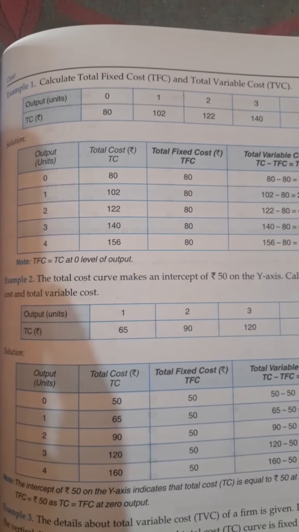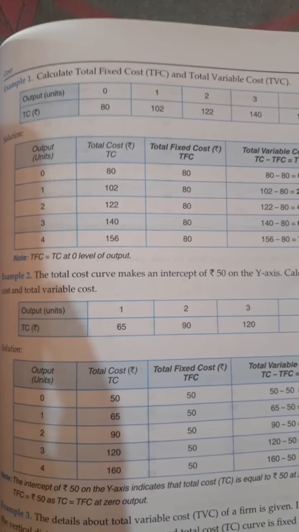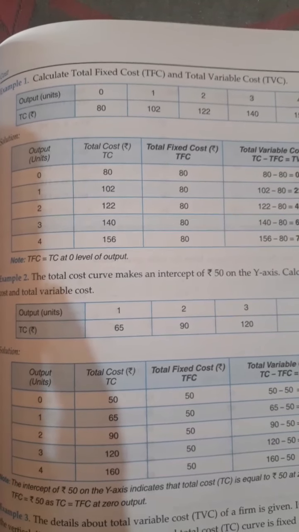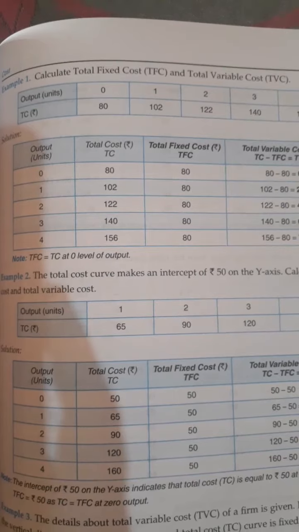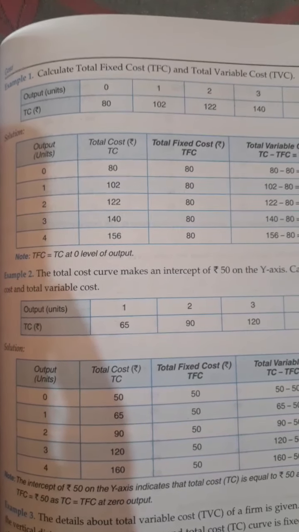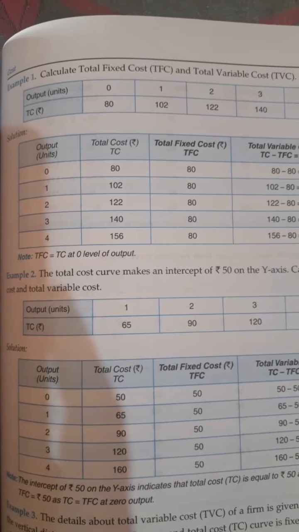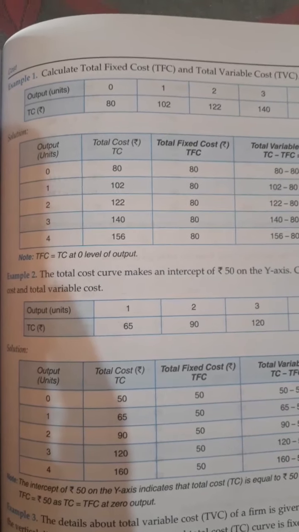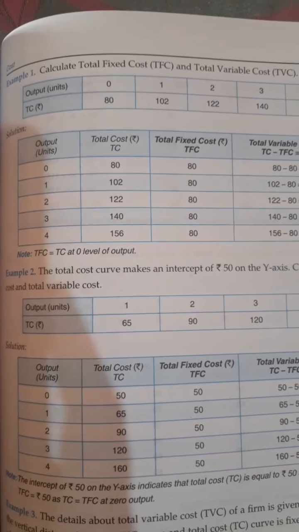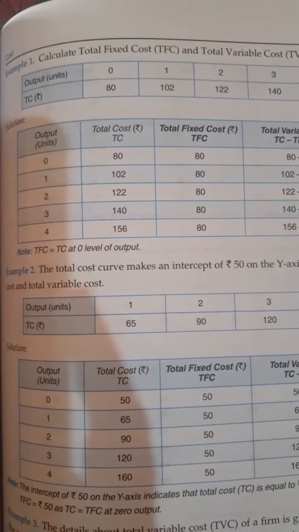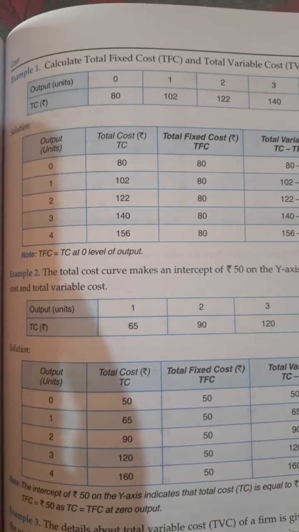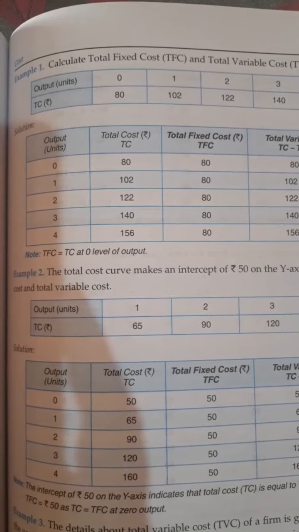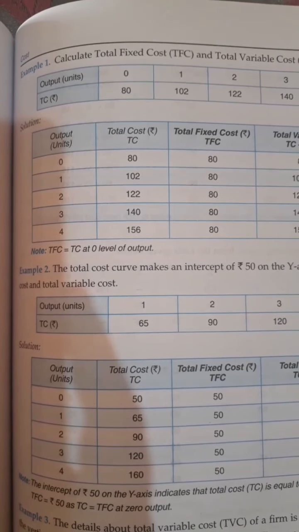Whatever TC will be there at zero level of output, it means no production is there but cost is incurred. That cost is known as TFC. So whatever cost is incurred at zero level of output will be the TFC for all units. So here you can see TFC for all units will be 80, because 80 is the cost at zero level of output. So we have got TFC also.